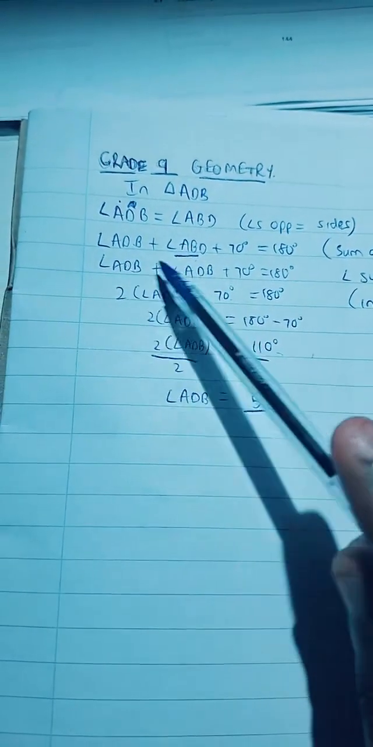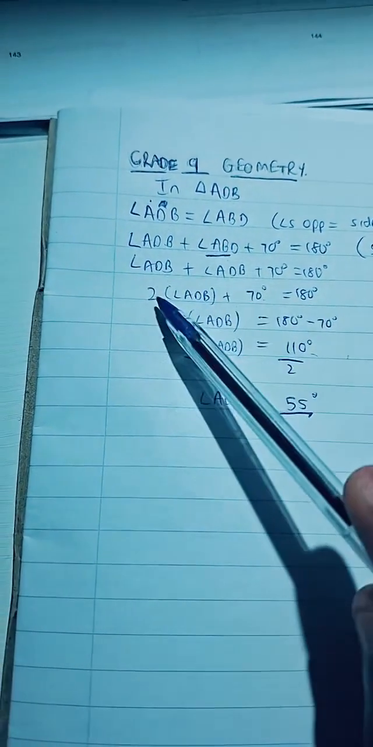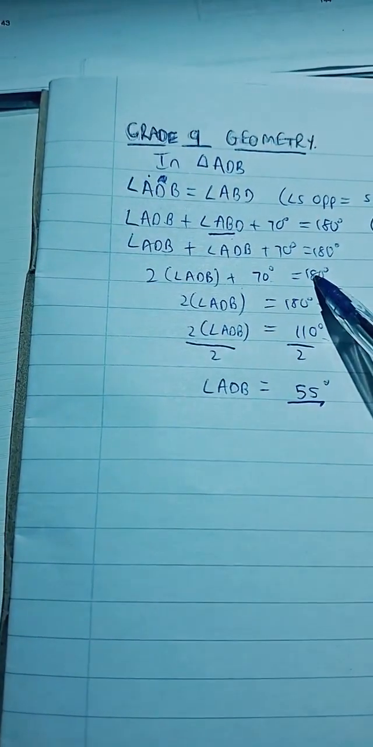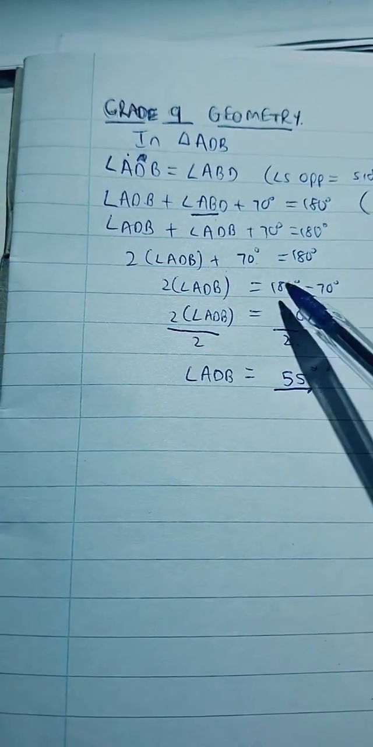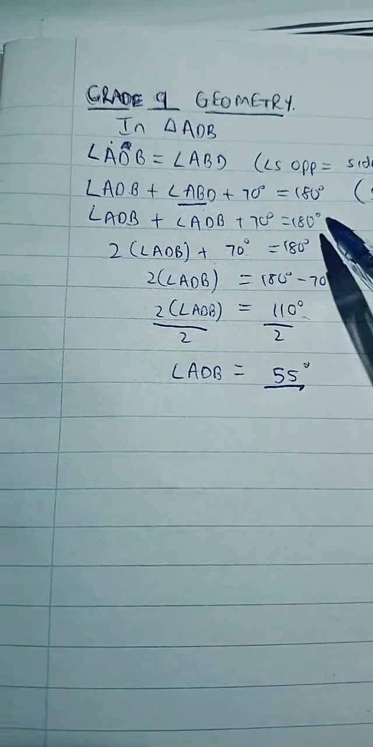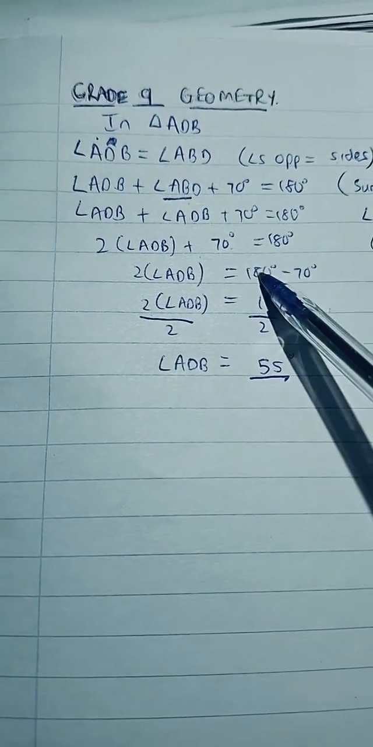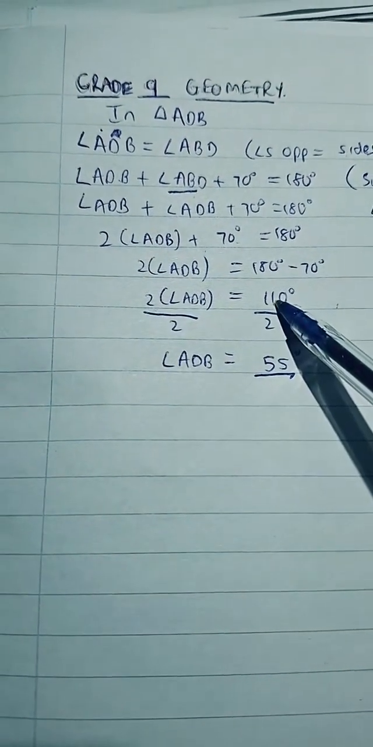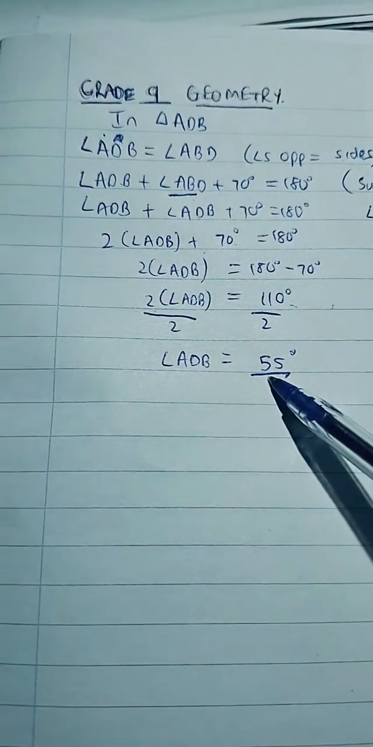Now I have two like terms, two angles that are equal to each other. I can add these two to get 2 of angle ADB plus the 70 degrees, which is equal to 180. I take the 70, I transpose it to the right hand side. 180 minus 70, because remember, when you take a term to the other side, the positive 70 changes to negative 70, then 180 minus 70 is 110. Then you divide both sides by 2, because at the end of the day, what do you want to find? Angle ADB, which is equal to what?